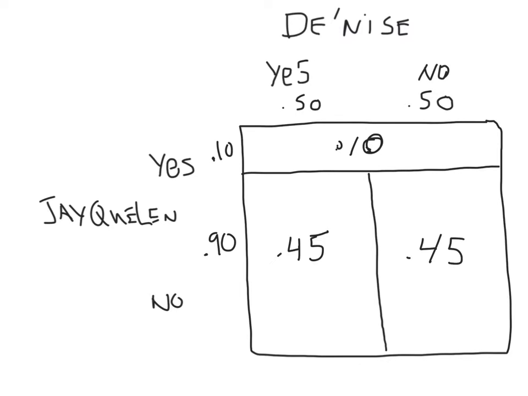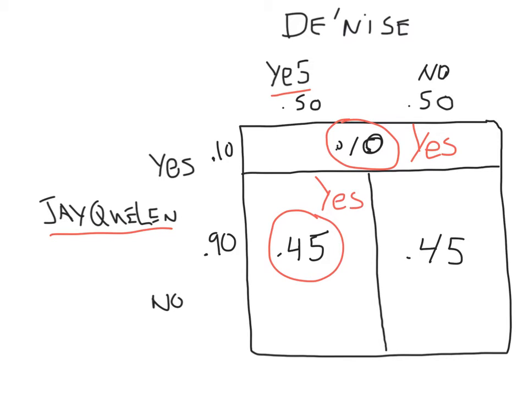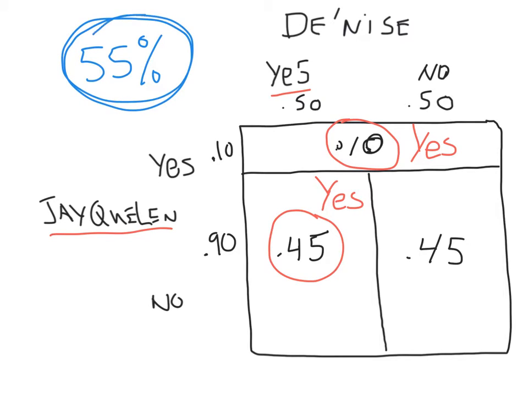Now, I'm really just interested in the yeses, right? So I've got a 10% chance that Jaqueline just says yes right away, and then I'm done. And then I've got a 45% chance that Denise says yes, right up here the second time. So those are my yeses. That's what I'm interested in. So if I add those together, I've got a 55% chance of going to prom with one of these two girls. That's not great, but it is better than I expected.